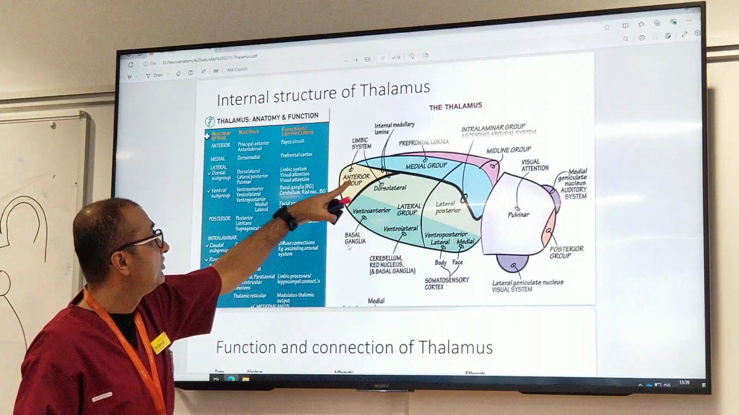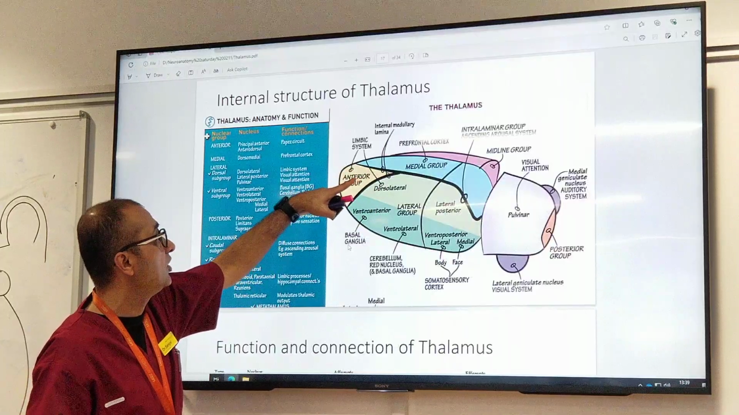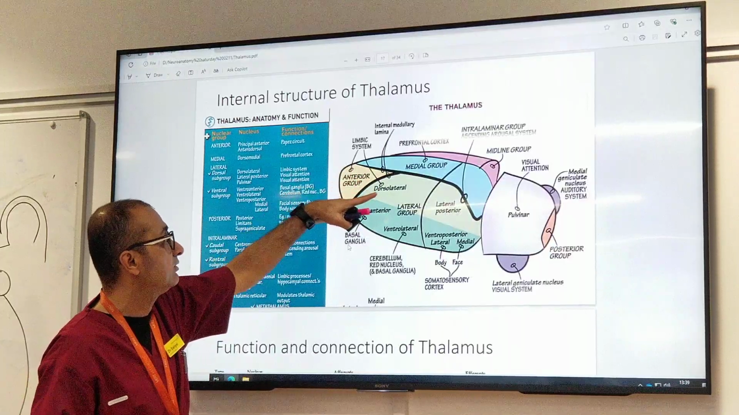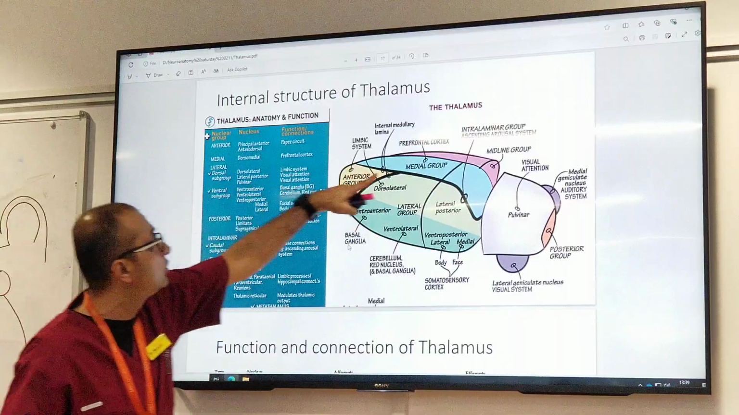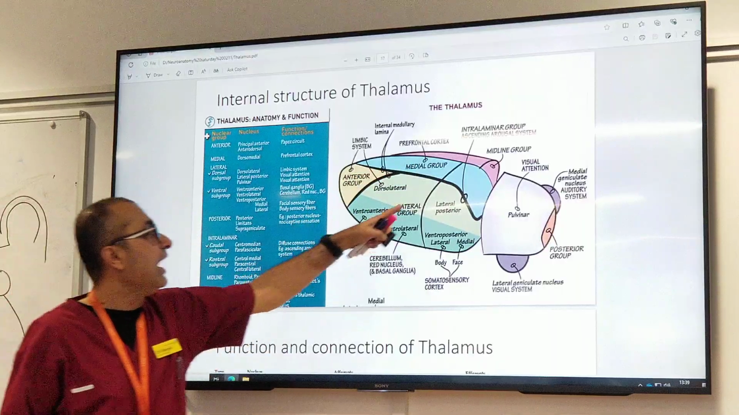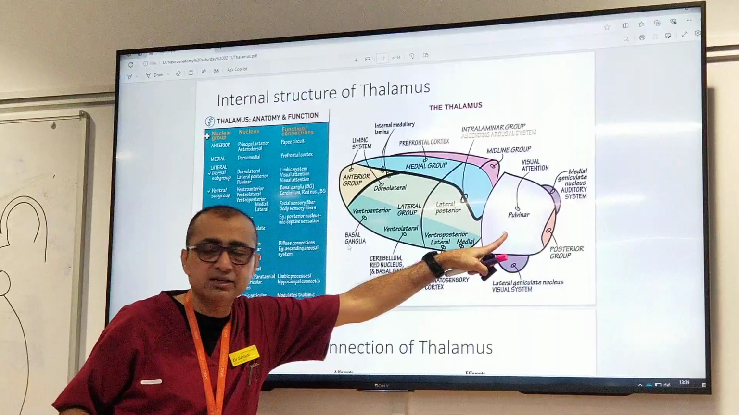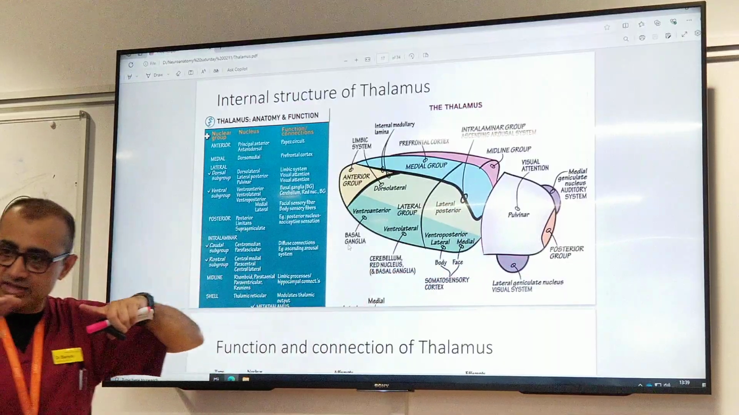Now we are left with the dorsal. Now remember, sometimes it's called lateral dorsal or dorsolateral. That is exactly quite similar to the medial group. So you don't have to remember anything differently. And the lateral posterior is exactly similar to pulvinar. So again, as long as you know pulvinar, it's exactly the same function.